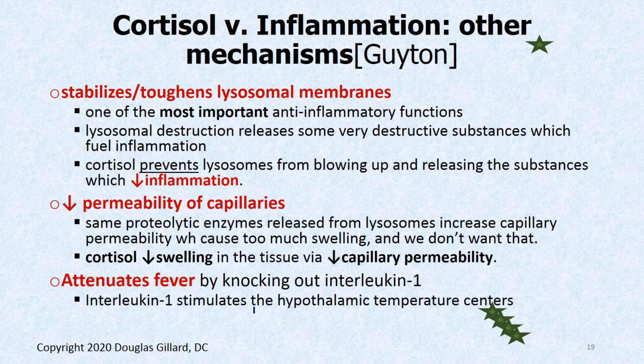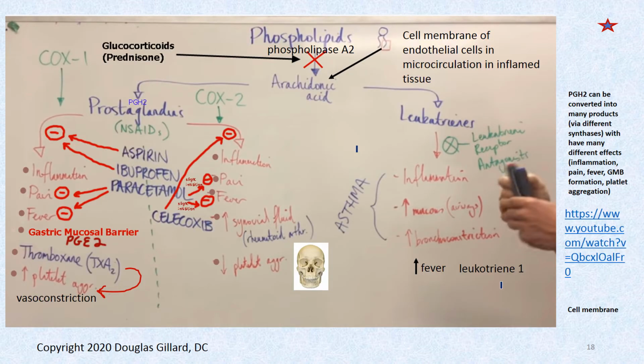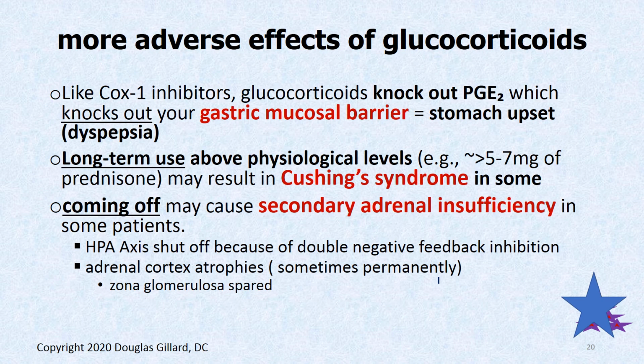If there's a fever involved, it attenuates the fever by knocking out interleukin, so it cuts back on the fever by knocking out interleukin-1. Interleukin-1 was produced, I added that over on this side, that's produced by the leukotriene pathway. And so leukotriene-1 will increase fever. It goes up to the thalamus and stimulates that. But you knock that out as well.